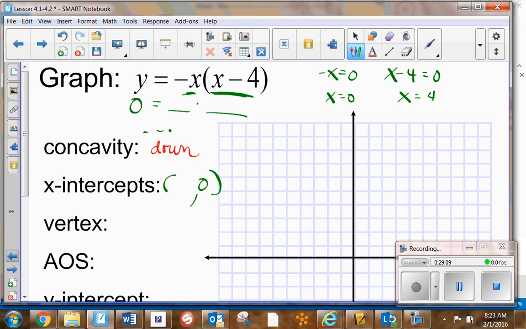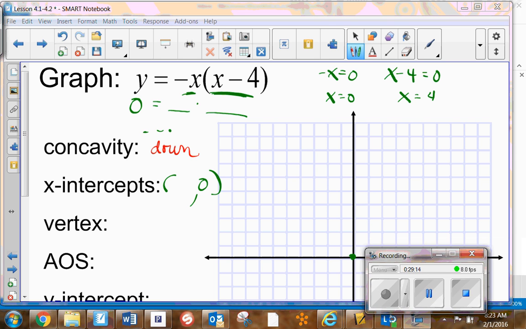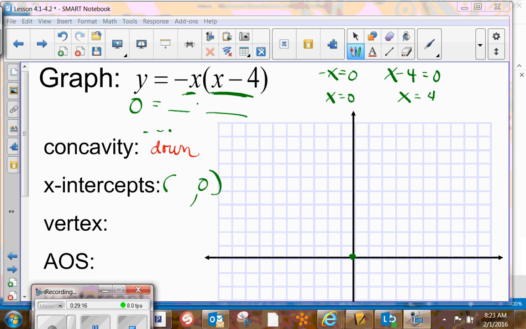That's my 2 x-intercepts. My x-intercepts are going to be at 0 and 4. 1, 2, 3, 4. You want to say those are your p and q from the formula. That's what they are. And so my x-intercepts are (0, 0) and (4, 0). That's 2 x-intercepts in this one.